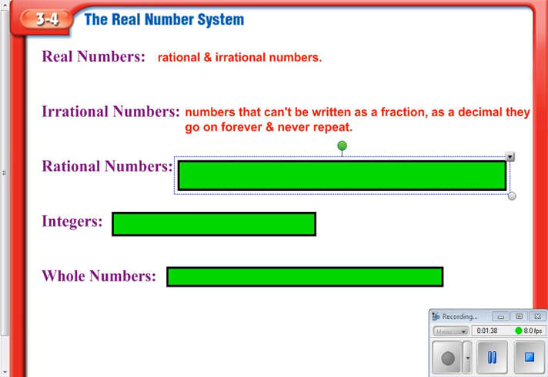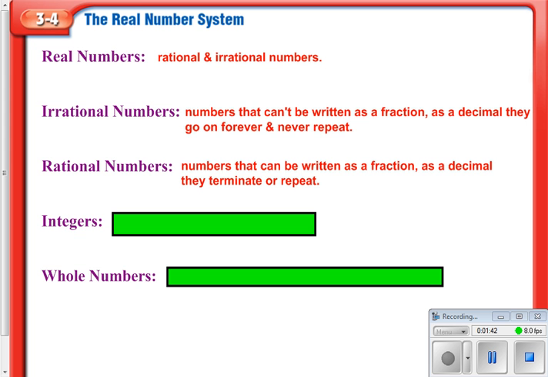Something else you might want to just write down. I know we've covered rational numbers, but it's not a bad idea to have it down. Rational numbers are numbers that can be written as a fraction. And as a decimal, they would terminate or repeat.